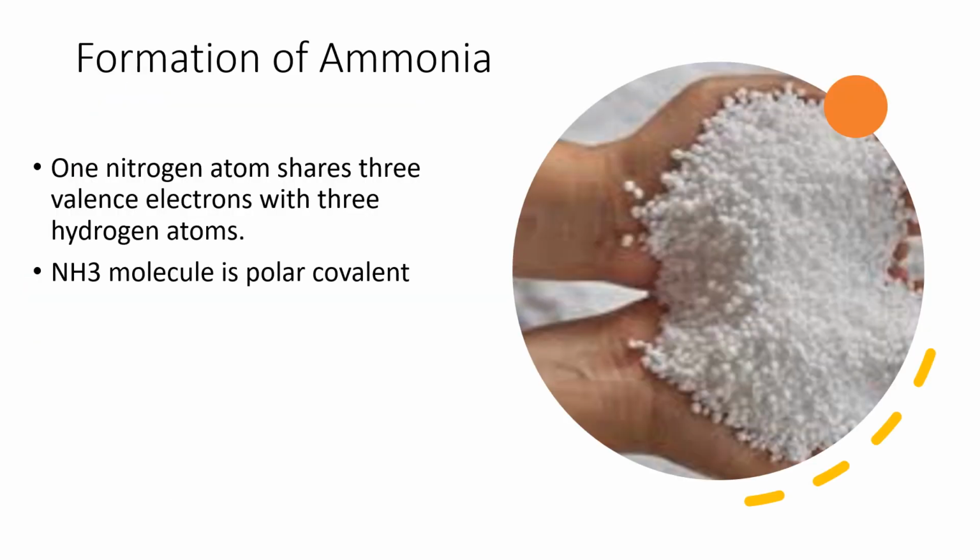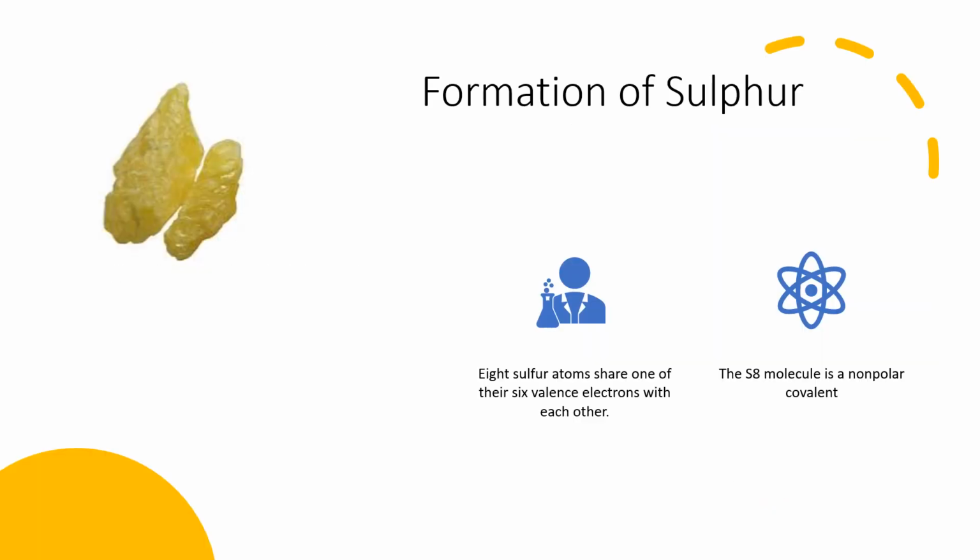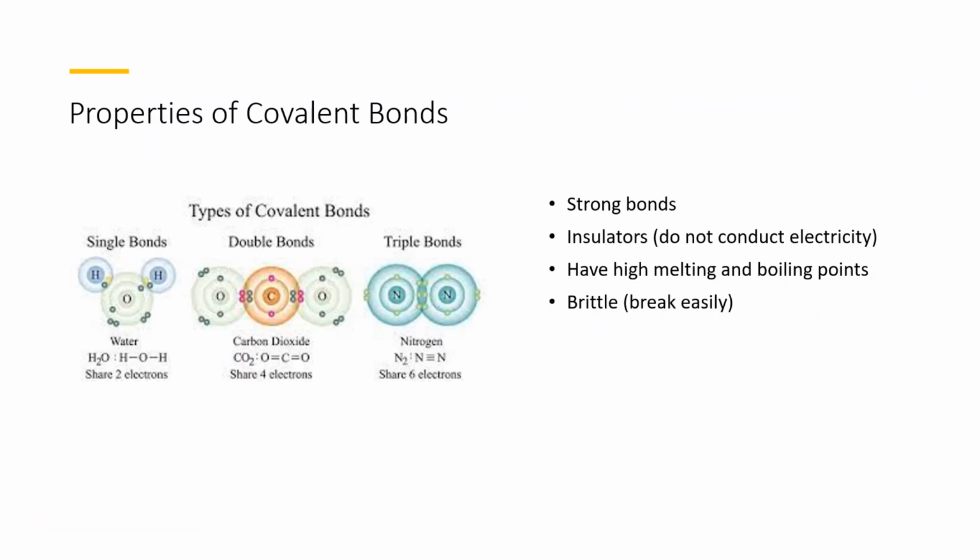Formation of ammonia. One nitrogen atom shares three valence electrons with three hydrogen atoms. The NH3 molecule is a polar covalent. Formation of sulfur. Eight sulfur atoms share one of their six valence electrons with each other. The S8 molecule is a non-polar covalent.